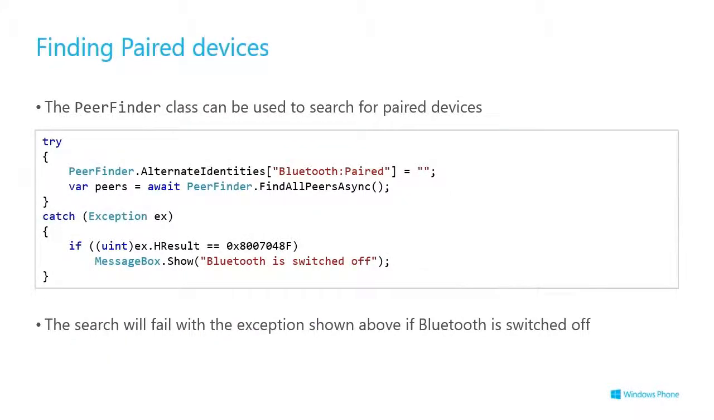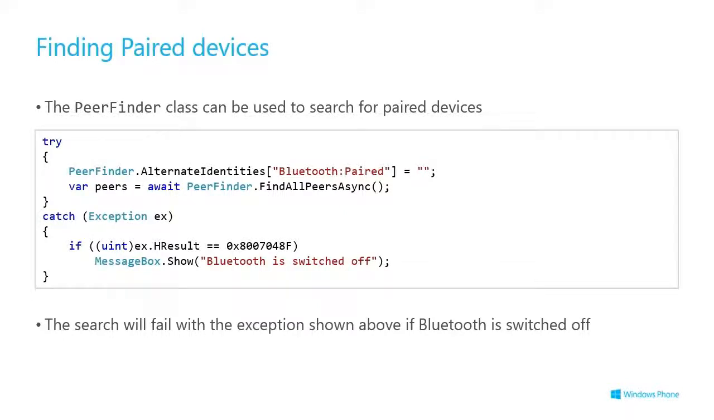So this is how you find the paired devices, ones that have previously been paired. There's a PeerFinder API, which we will see used a lot. First of all you set the static AlternateIdentities dictionary. You add an entry to it, which is Bluetooth:Paired. The value you set that to is not significant. You just need to create that key in this AlternateIdentities dictionary, and then call the FindAllPeersAsync method. It's awaitable, so when that comes back, it will give you a list of the paired devices.